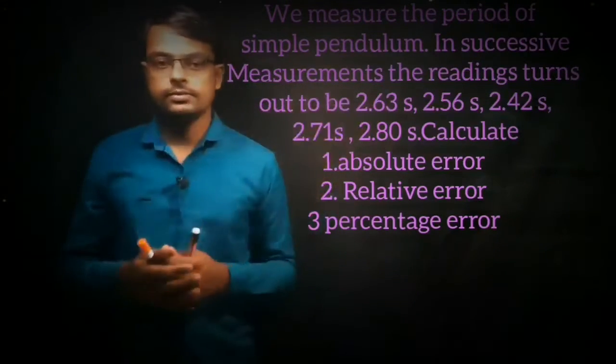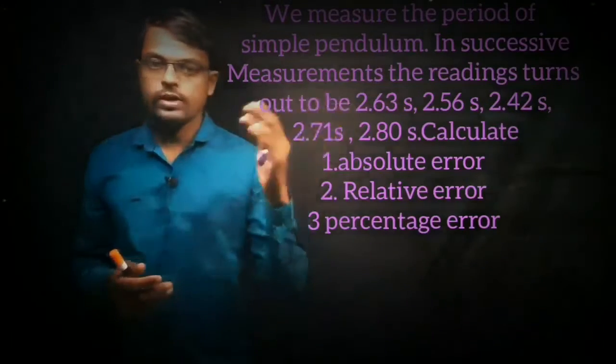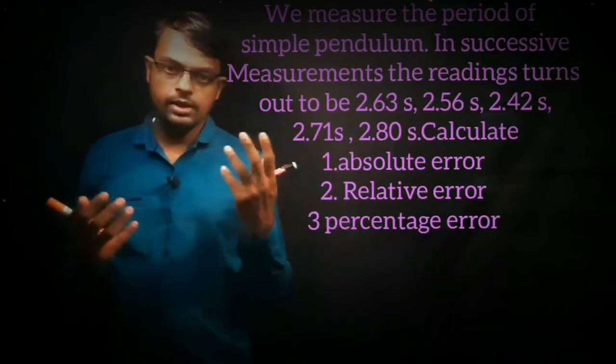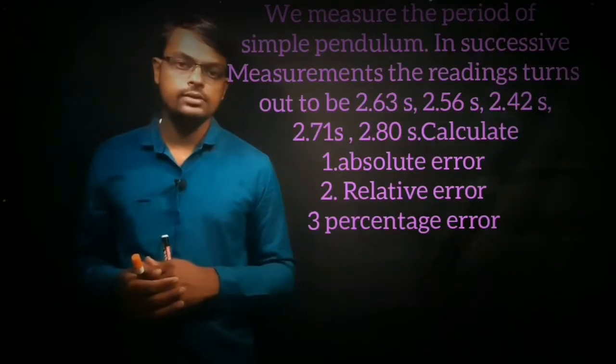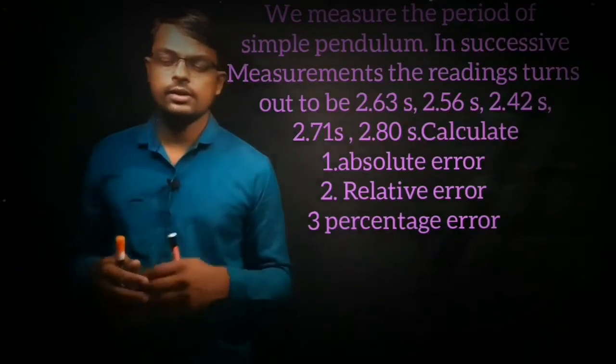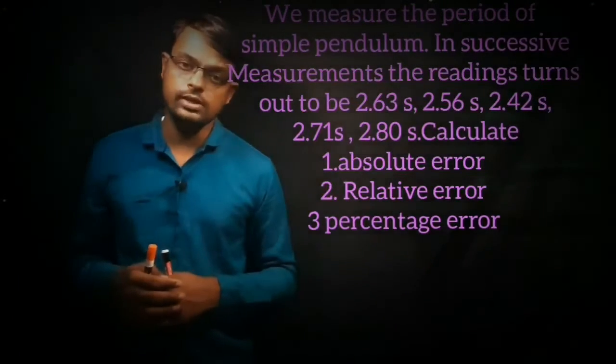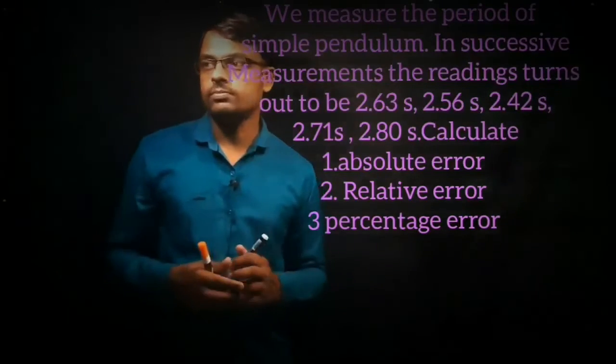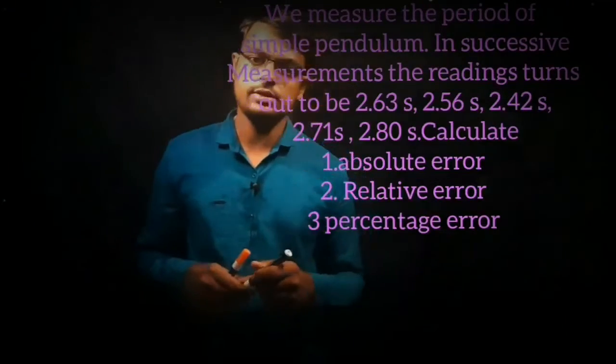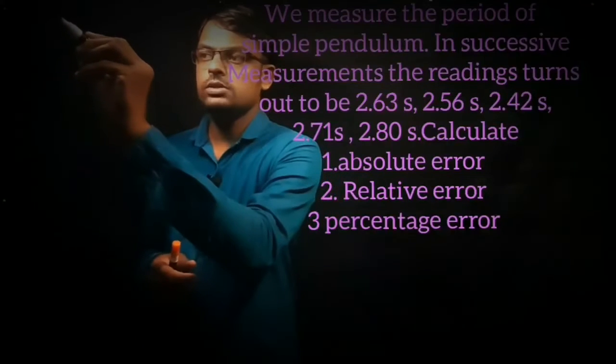What do you have to calculate here? You have to calculate the true value, the mean absolute error, the relative error, and the percentage error. So let's do this problem. What are the values given in this question?